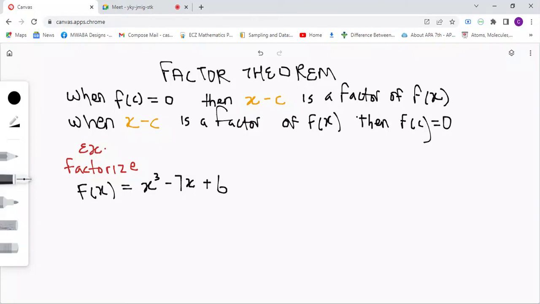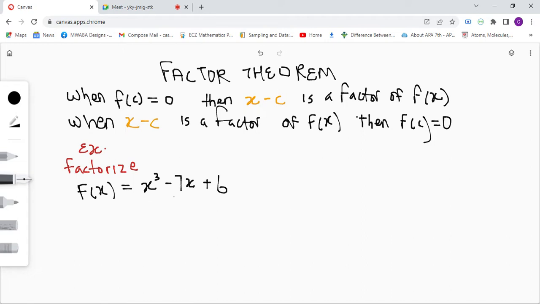Okay, so we're looking at the factor theorem, which states that when f of c equals 0, then x minus c is a factor of f of x. So f of x is the function, all right? You're going to look for a certain number that when you put it into the function equals 0. So we have an example here.